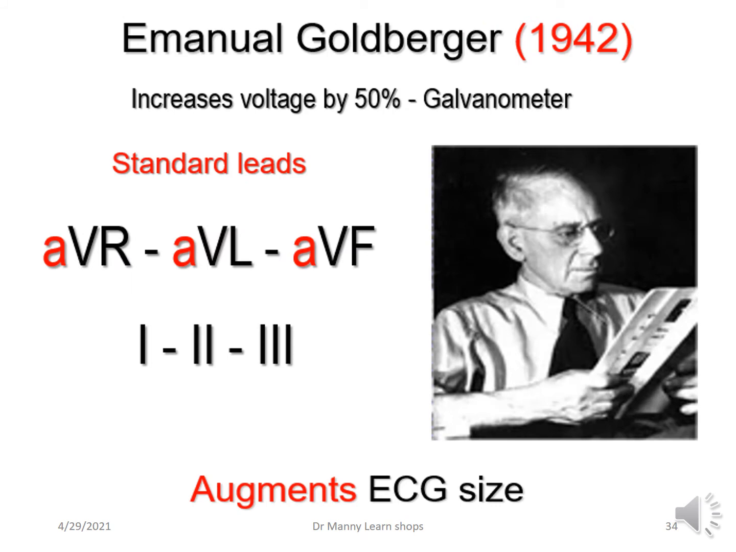Emanuel Goldberger in 1942 increased the voltage on the ECG machine by about 50% so that we could see a bigger ECG complex on the recording instruments. And this is where VR became aVR, aVL and aVF. The a just stands for augmented, made bigger, on the ECG or the galvanometer.